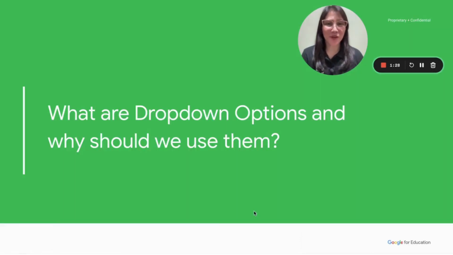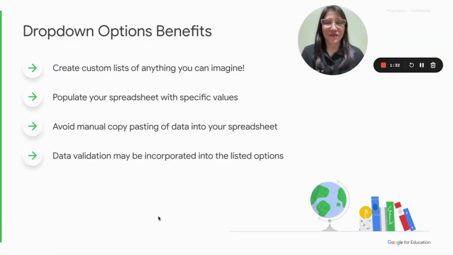So what are drop-down options and why should we use them? First, of course, when you use drop-down options, you can create custom lists of anything you can imagine. And you can populate your spreadsheet with just the specific values that you would like to see. And you can avoid manual copy-pasting of data into your spreadsheet. And of course, you can also incorporate other features of Google Sheets into your spreadsheet, specifically the data validation feature.